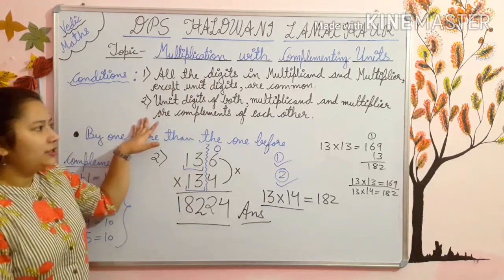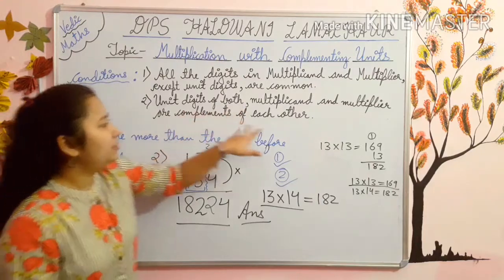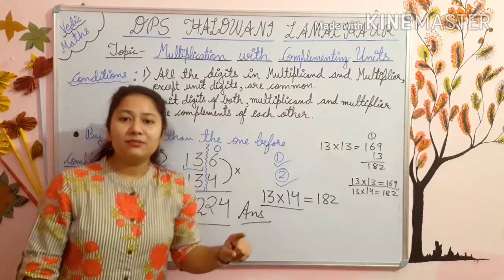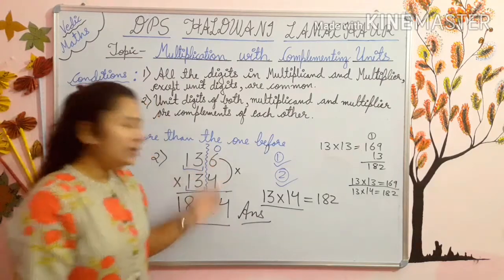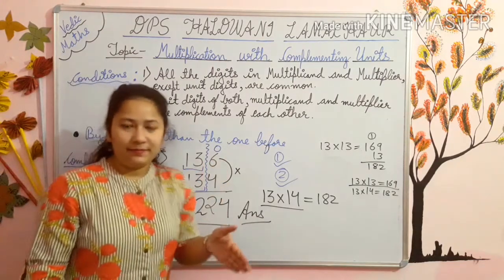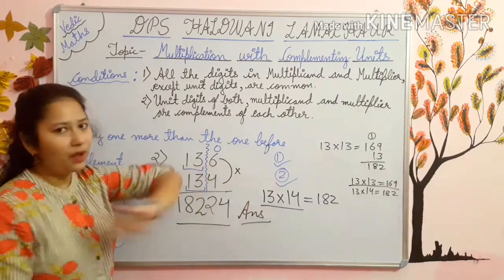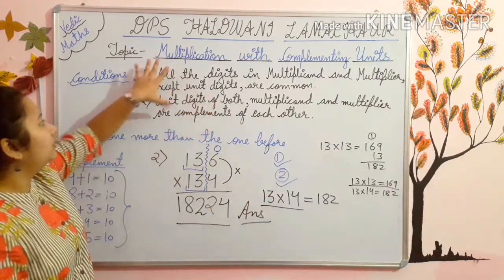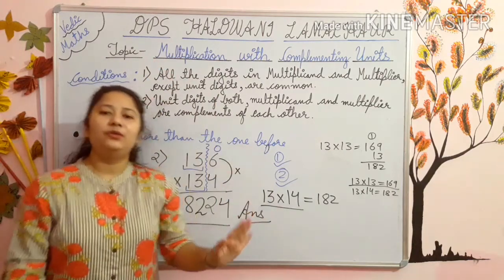Your second condition says that the unit digits are complements of each other. Complements means that their sum should be 10. Your unit digits' sum should be 10. So 6 plus 4 is 10. So second condition is also applicable. Now both the conditions are being fulfilled, then you can use your trick.